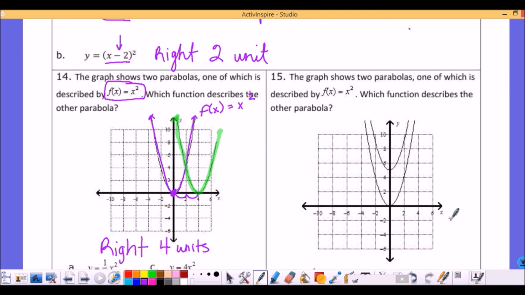All right, same thing with number 15. If you notice, this is my parent function. I know that because it begins at 0, 0, the vertex. Now I want to know the transformation. How did I get from 0, 0 to the vertex here in my second equation? Now careful here, they are again counting by 2s. So I went up 5 units.